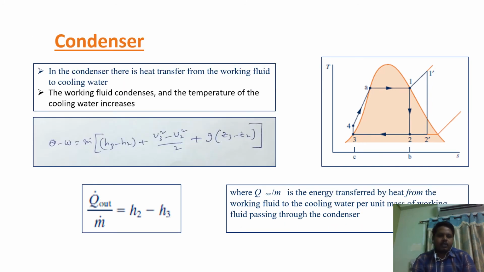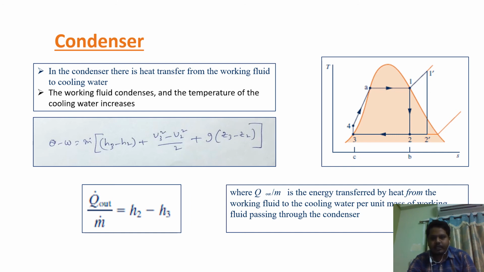Now coming to the other component, the condenser. Here the condenser is also an open system. Why? Because the water-steam mixture is entering and leaving, so there is mass flow as well as energy transfer. So this is an open system. Again we apply the first law to the open system. We know this is the equation: heat minus work equals m dot into H3 minus H2.